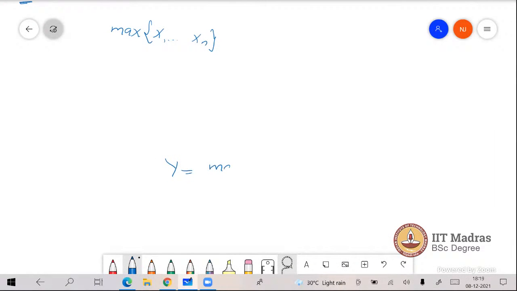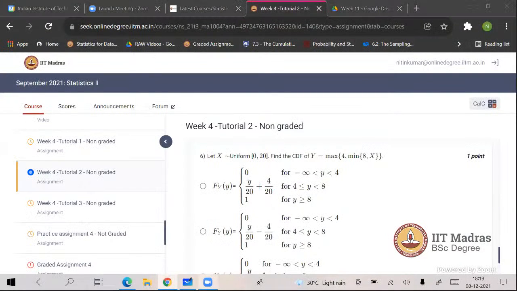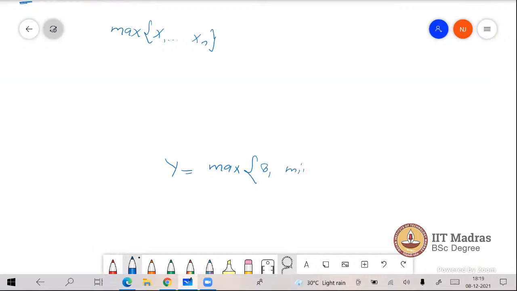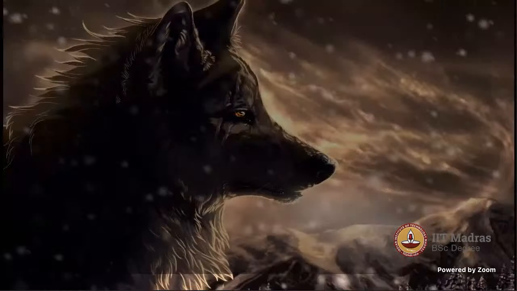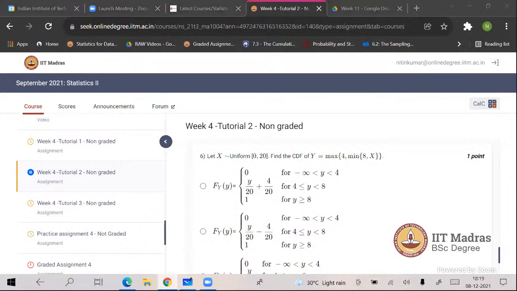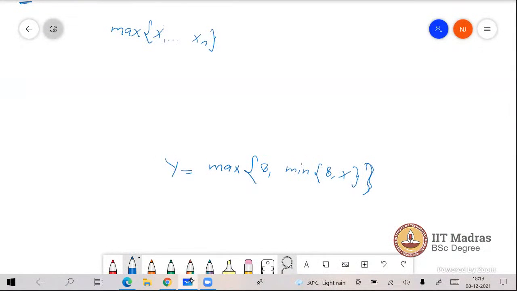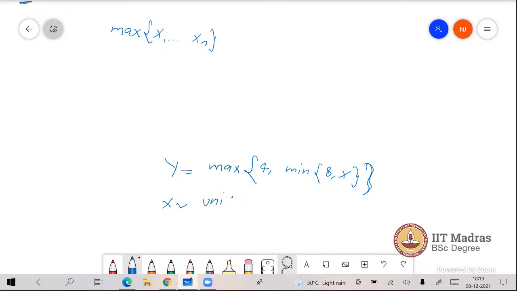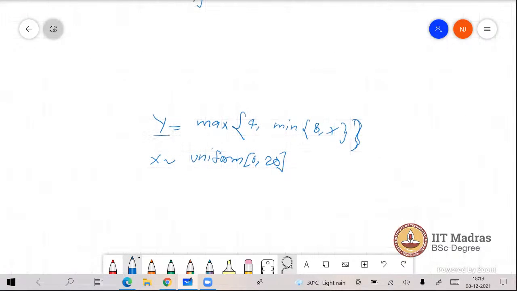So Y is defined as the maximum of 4 comma minimum of 8 comma x, and X follows uniform 0, 20. Could you please mute yourself? Now you need to find the distribution of Y. So how will you find this?